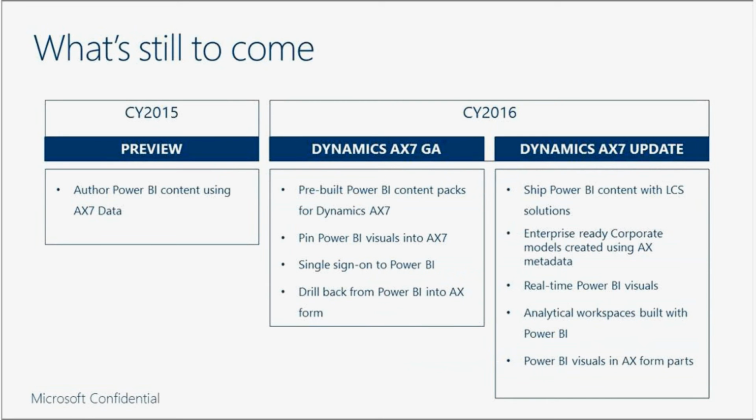What's still to come? These dates are obviously subject to change, but to give you an idea of where we're going with this: right now in the previews that are currently available, we have CTP 7 out at the moment, and you can author Power BI content using AX7 data. You can also see in CTP 8, I believe it's going to be officially coming out, you'll have the controls to do the pinning back into the workspaces. So that's our current preview.